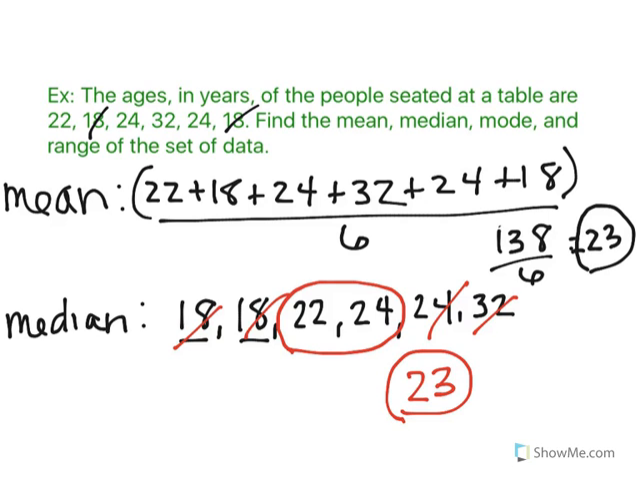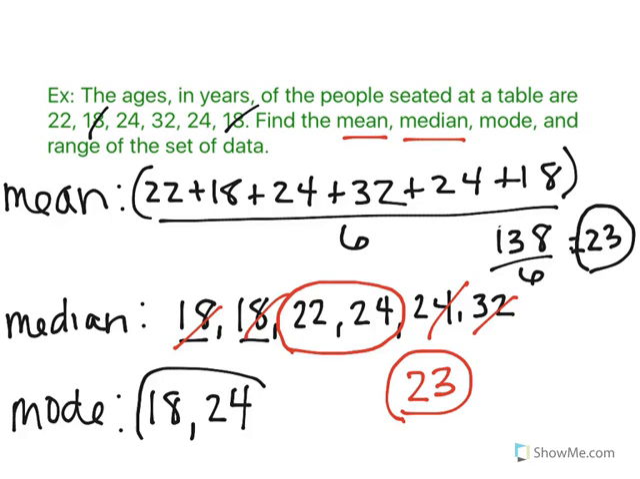So I found my mean, and I found my median. My mode is my most popular number, the number that shows up the most. In this case, we have two numbers that show up 2 times each. We have 18 that shows up twice, and we have 24 that shows up twice. So in this case, we have 2 modes, and that's okay. Those are the numbers that show up the most. Mode, most.